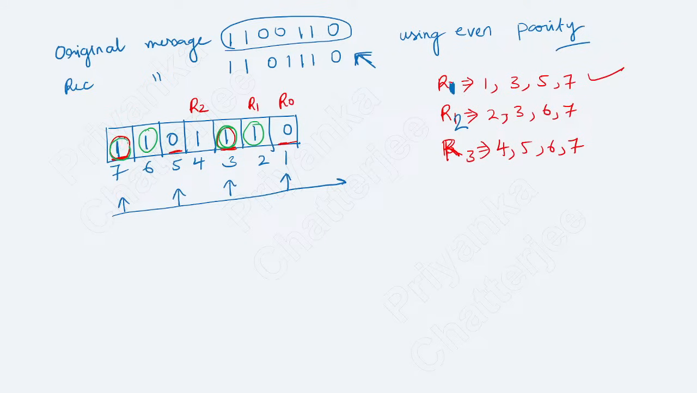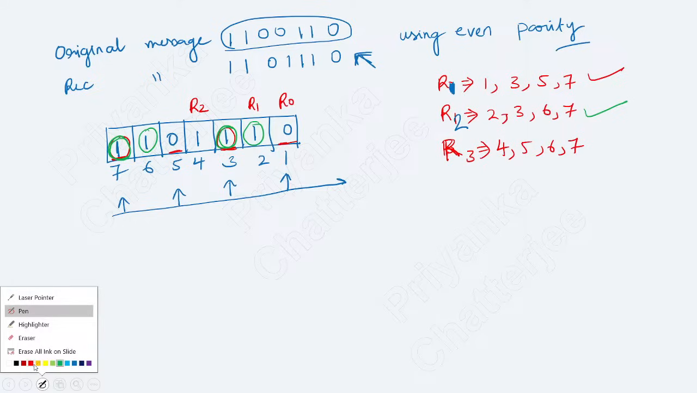2, 3, 6, 7. Is it even parity? Yes, because this is even or odd? 2, 3, 6, 7. Is it even parity? It is working, even parity, no problem. Now if you are coming to R3, you can see that the next one is 4, 5, 6, 7.